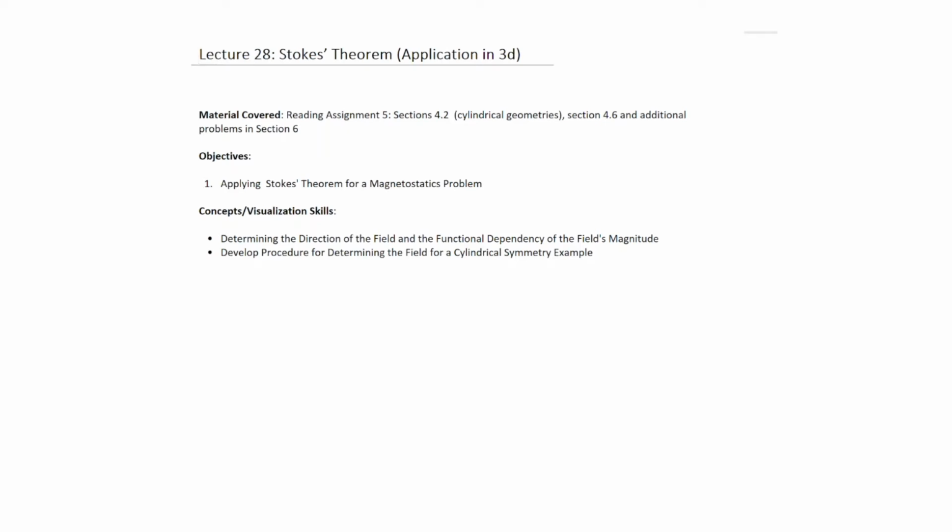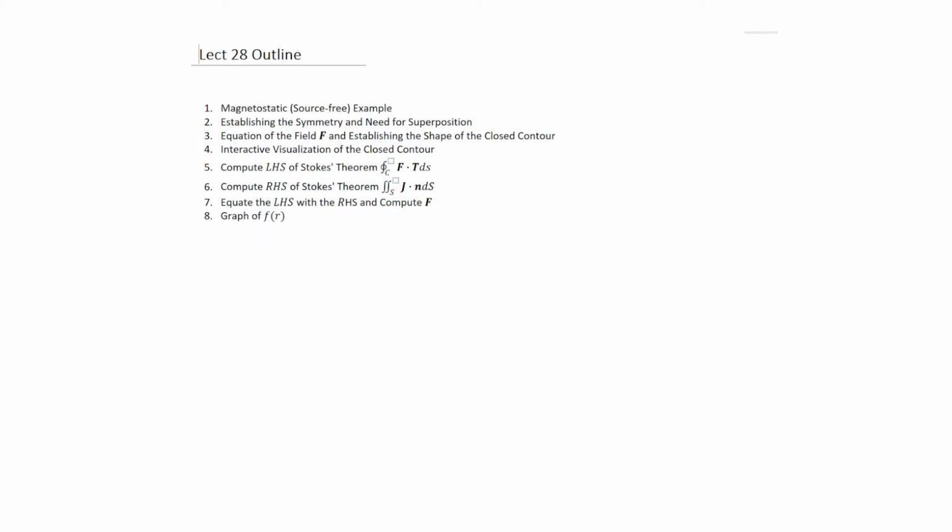The objectives here are to apply the Stokes theorem for magnetostatic problems. The concepts and visualization skills are determining the direction of the field and the functional dependency of the field's magnitude, and developing the procedure for determining the field for a cylindrical symmetry example. As usual, the second slide is just an outline of the slides to follow, so we'll skip over this slide.